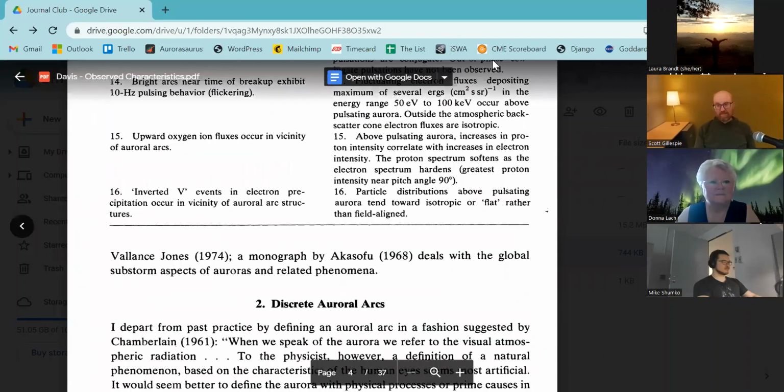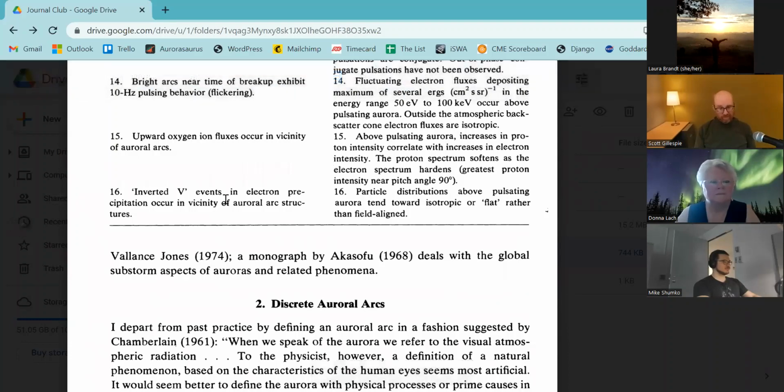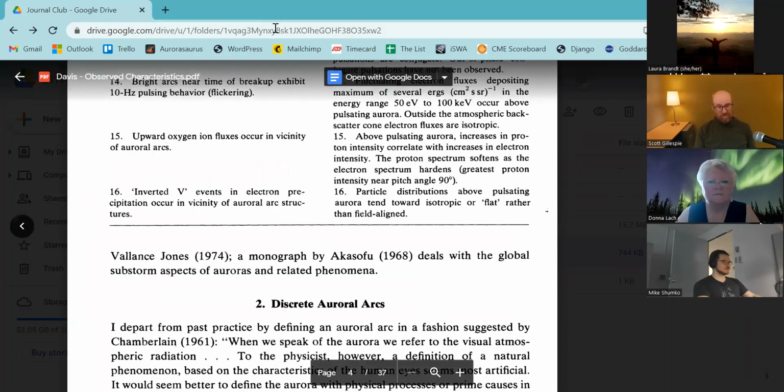Yeah, so we got through this whole table. We talked about it. The table also talks about some of the observational characteristics, if you are flying a satellite or a rocket above the aurora, what the particles and electric fields and magnetic fields tend to look like. Okay, so I think we can start here.